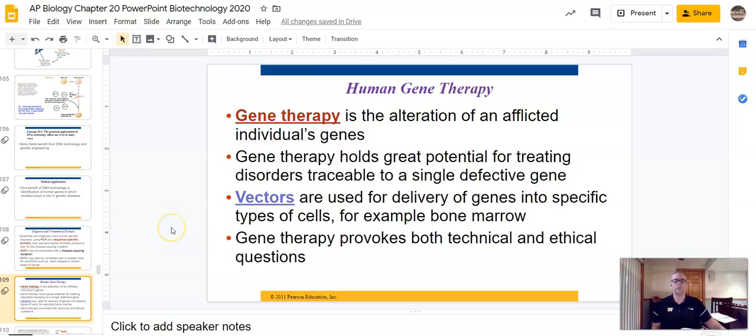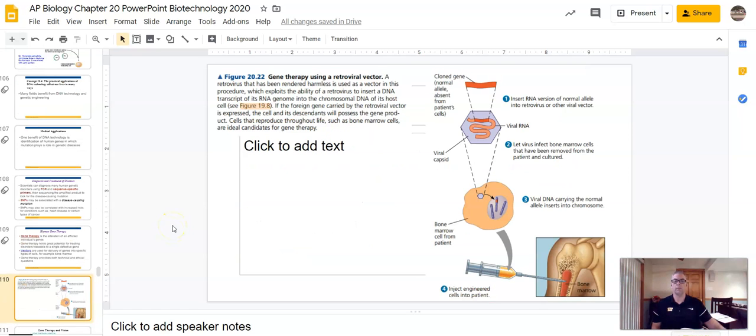So a vector is something that's going to deliver the genes into the specific type of cells that we're looking at. So for example, if we wanted to get our genetic information into the bone marrow, we're going to have to use a vector to be able to do that. One of the things that has been used a lot throughout the past has been to use different types of retroviral vectors. And basically what they will do is they will edit the genome of that retrovirus.